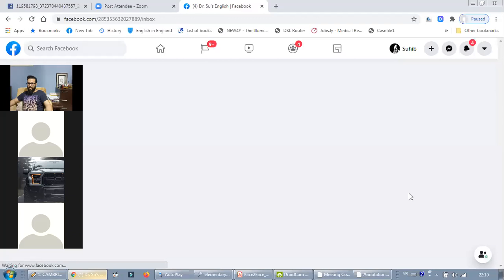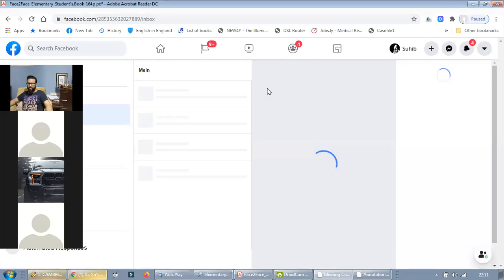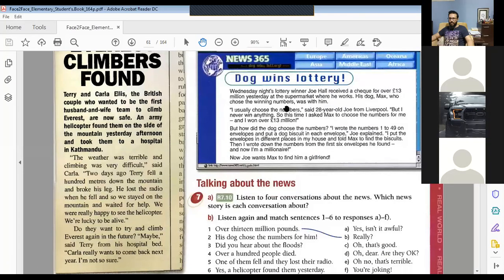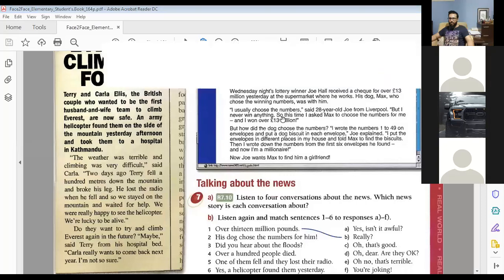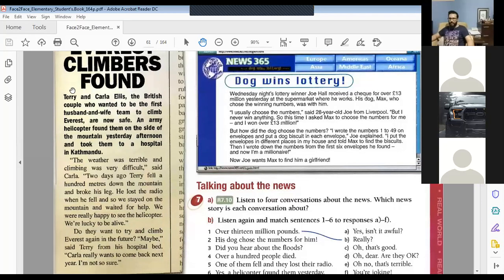Oops, can you see the book? No. Okay, sorry. Can you see the book now? I think you should see the book now. Can you see it? Yes. Okay, sorry, yes.